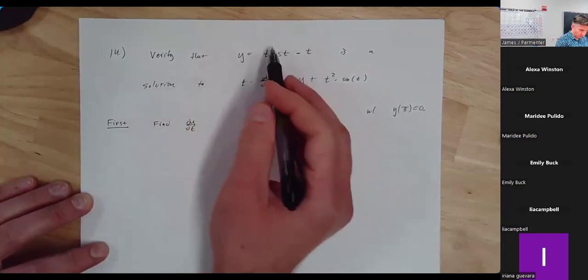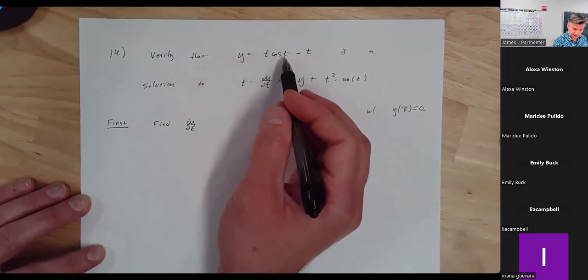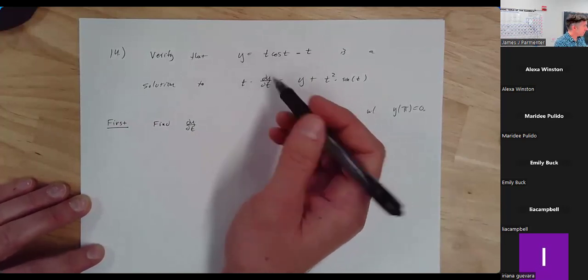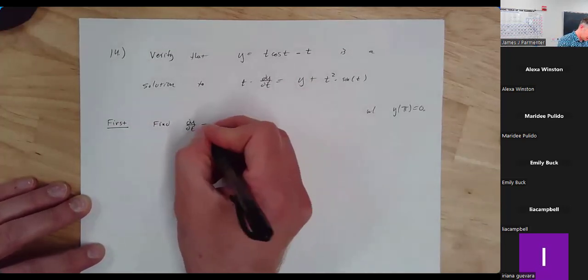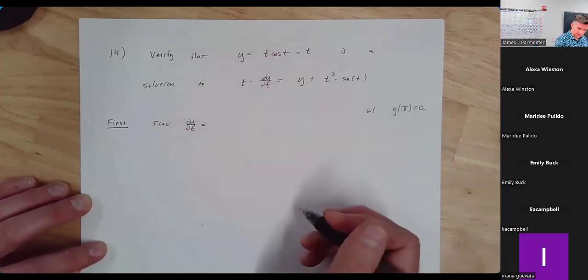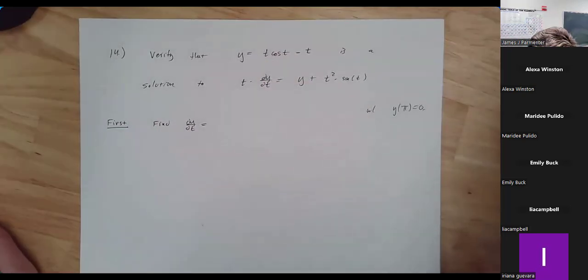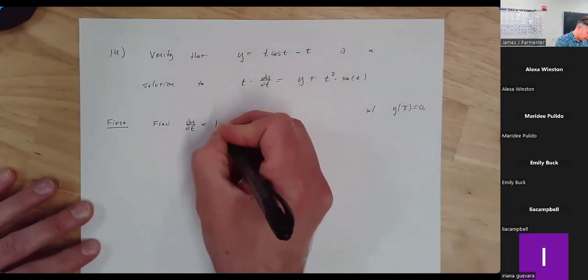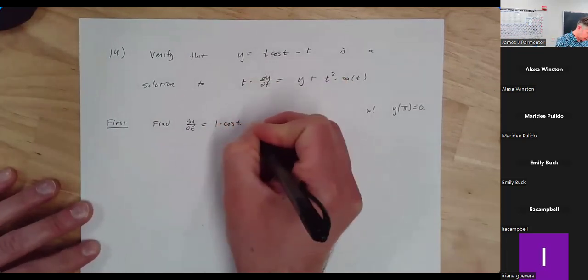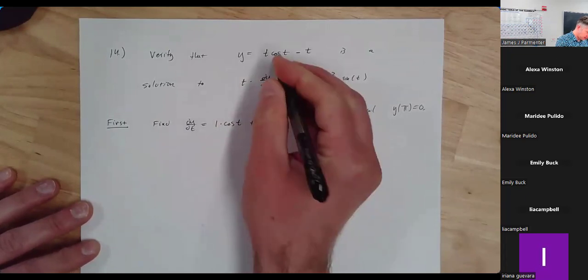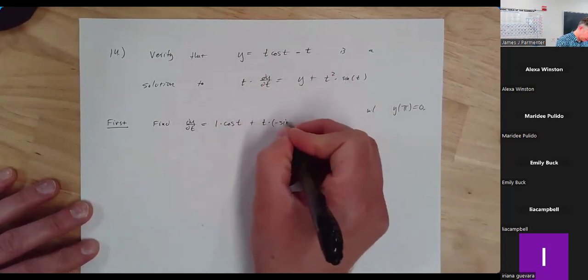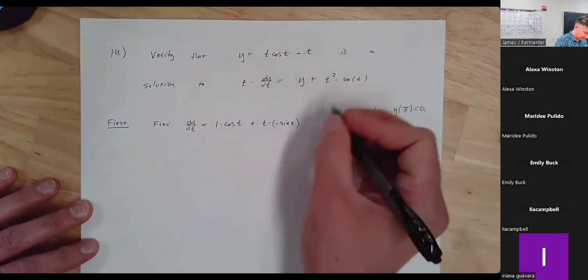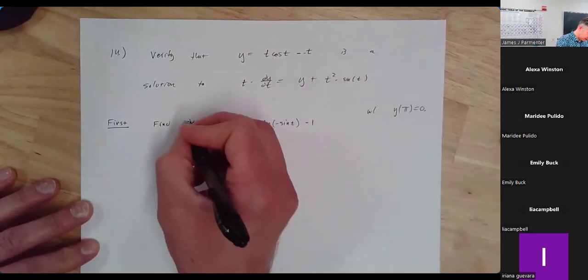I'm going to take my y, which is equal to t times cosine t minus t, and take the derivative of that. I'm going to use the product rule for t times cosine t. I feel like I'm missing a sign here. No, I guess not. The derivative of t times cosine t is 1 times cosine t plus t times the derivative of cosine, which is negative sine of t. And the derivative of negative t is negative 1. So there's dy dt.